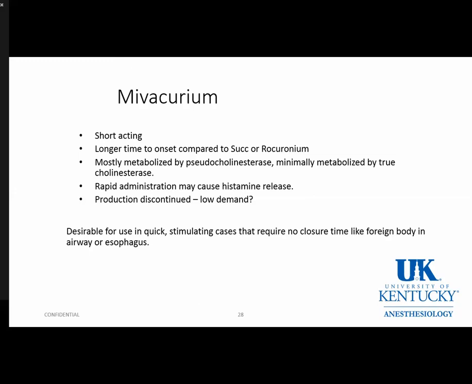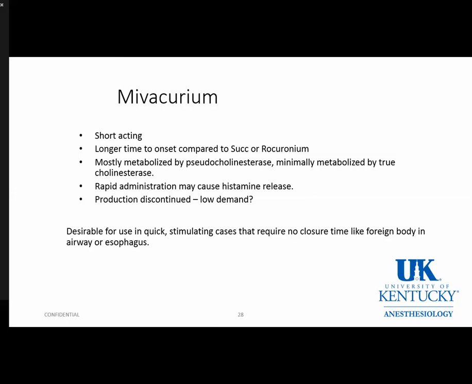Mivacurium, for historical interest, is very short acting. Its production was discontinued probably just from low demand, because it was not really a dangerous drug, but it just was not used that much, and it made no sense to continue producing it. It has a longer time to onset compared to cisatracurium, but it is quick off and acts for a relatively short period of time. It can cause histamine release.